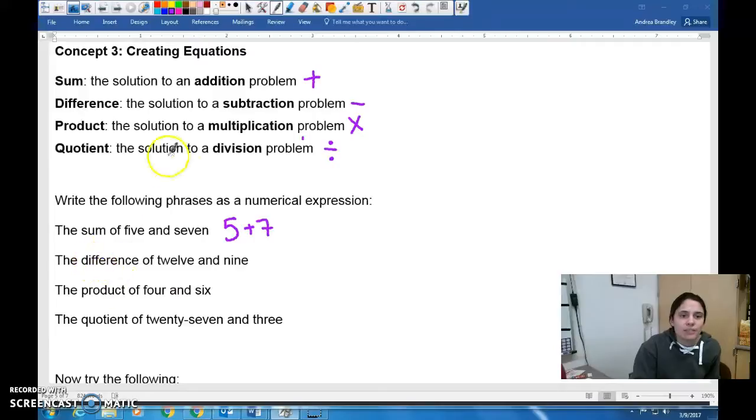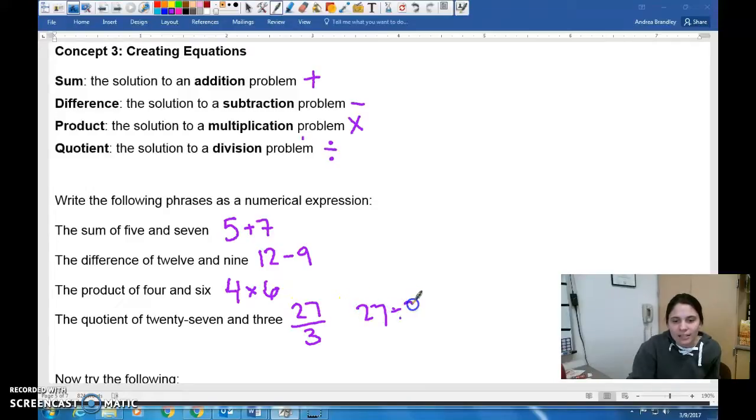Versus the difference is subtraction, so difference of 12 and 9 is 12 minus 9. The product of 4 and 6, so 4 times 6. And the quotient of 27 and 3. Now I'm going to go ahead and advise you to write 27 divided by 3 like this instead of like this. This notation just makes things a lot easier as you continue doing math in the future.